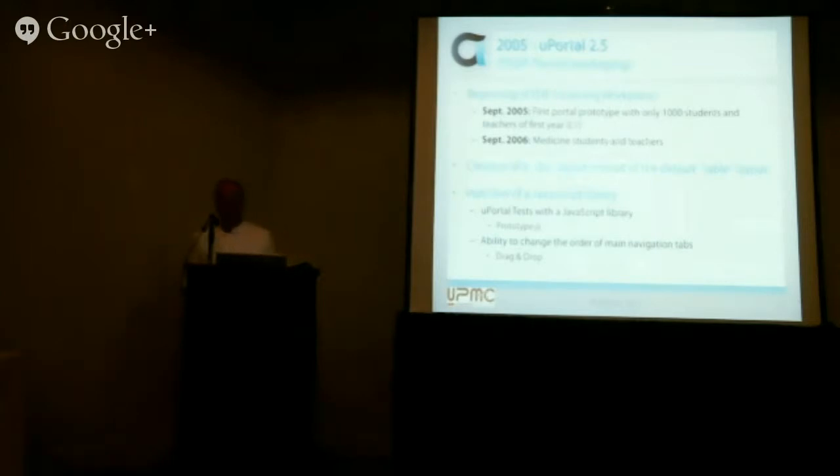We have done some customization of the portal. We created a div layout instead of the default table layout. And we wanted to test how the portal would react if we injected a JavaScript library. So we injected the prototype.js library and script.aculo.us. And we developed a functionality: a user was able to change the order of the main tabs with drag and drop.